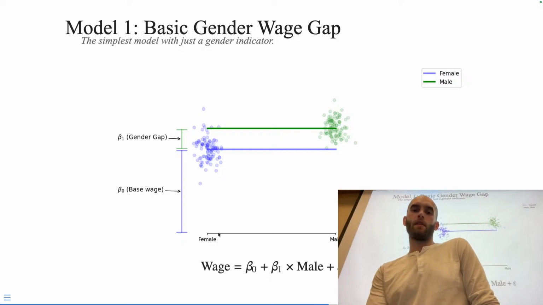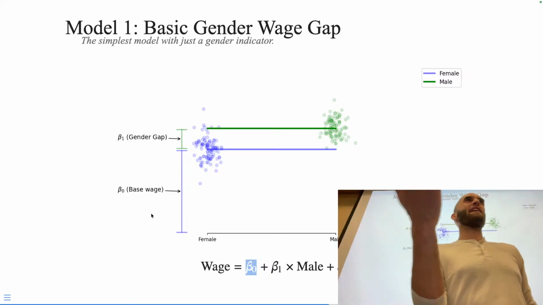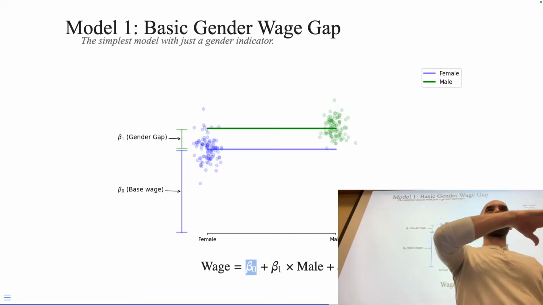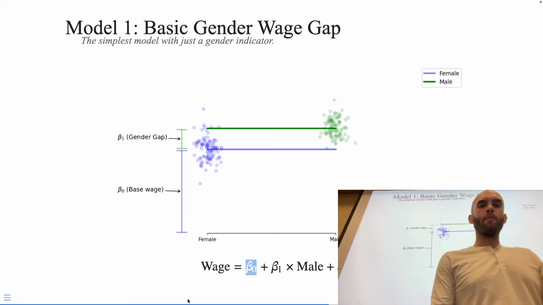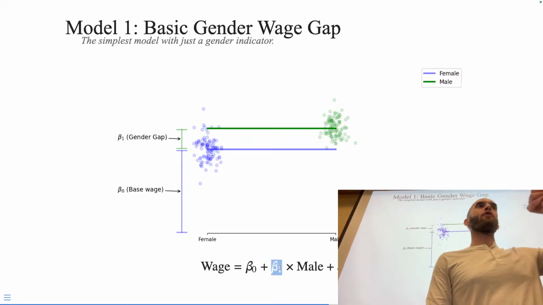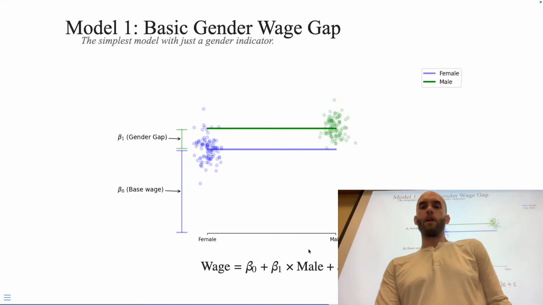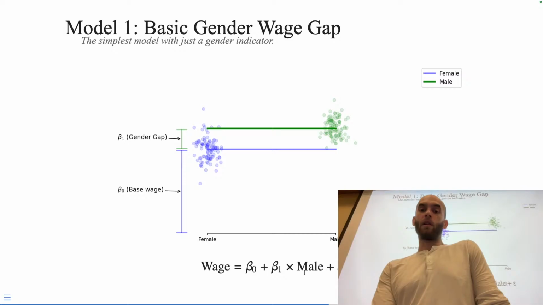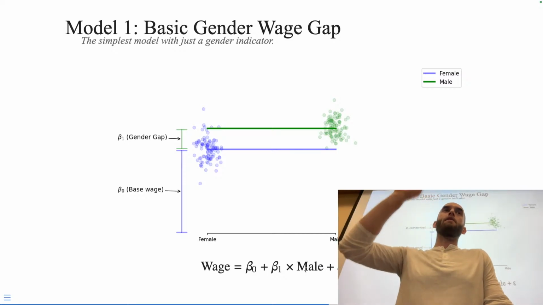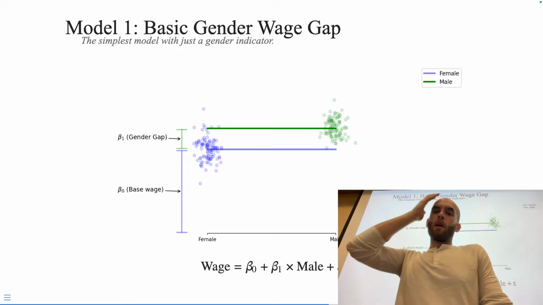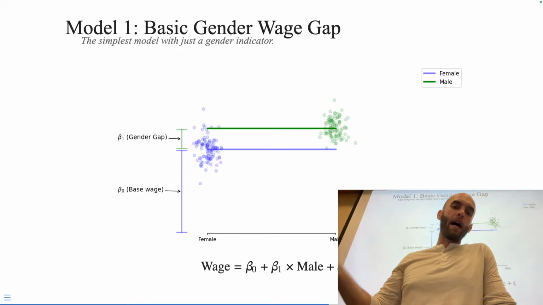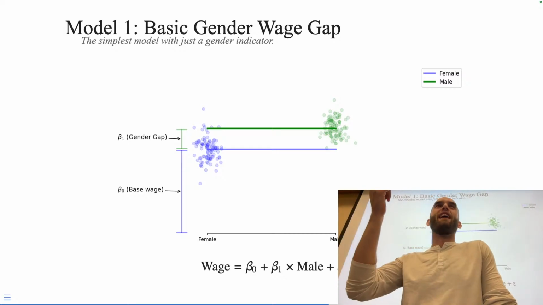So we can test this with a model that looks like this. We could try to predict wage using a beta 0, which, as you told me on the mini-exam, would be the average wage for the 0 group, however we code it. Then we have a beta 1, which would be the difference between the 0 group and the 1 group. In this case, the way I've written the model down, this is male. So I would use this as 1 for male and 0 for female.